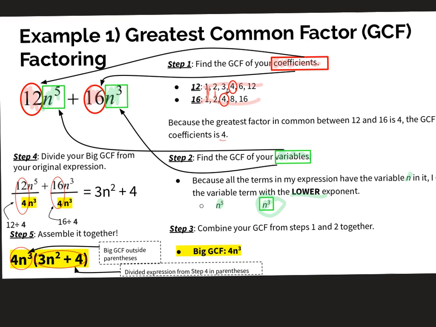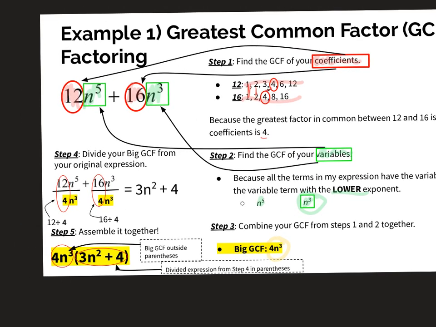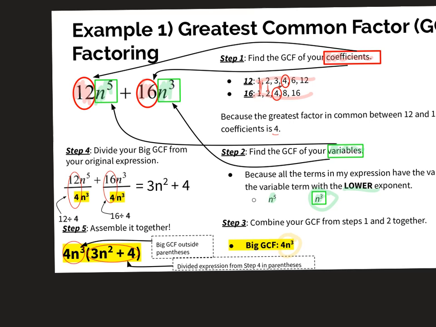So then step 3 is just to combine what I learned in step 1 and 2 to create my big GCF, which is going to be 4n to the 3rd power, right? I just literally smushed those two together. I actually multiplied them together, okay? So let's go on to step 4, right? What do we do with this big GCF now, right?